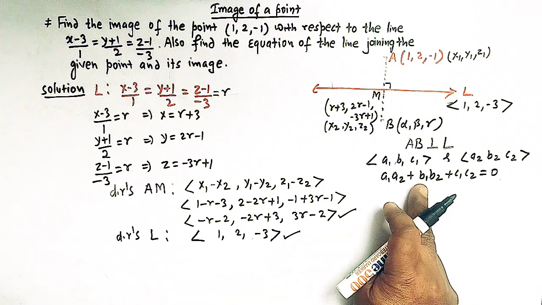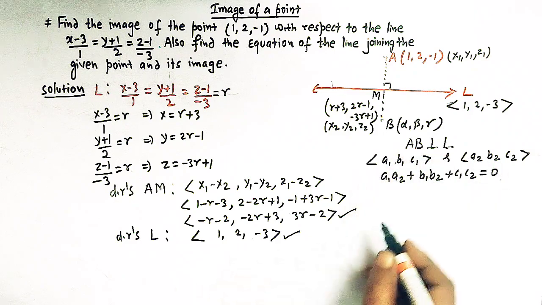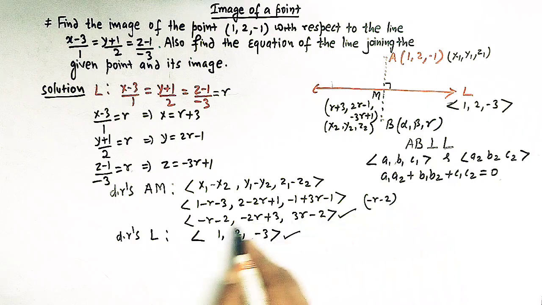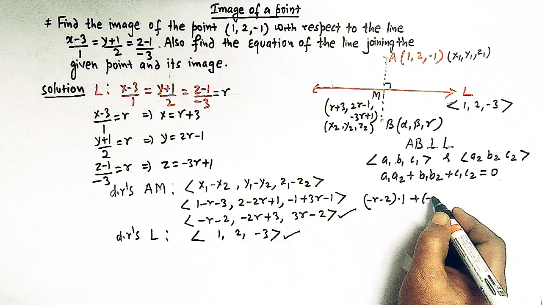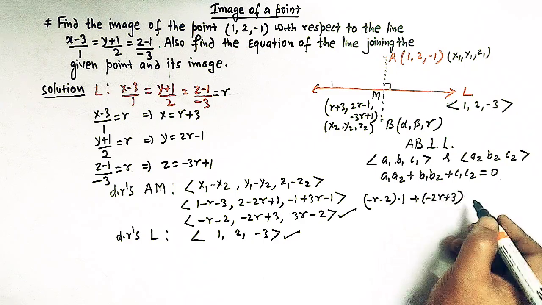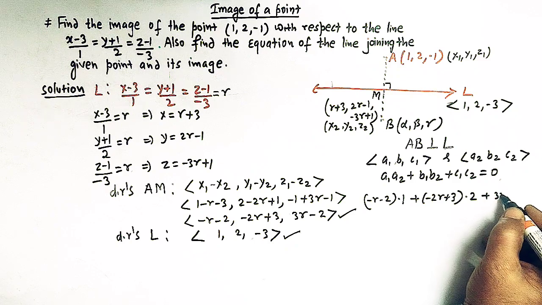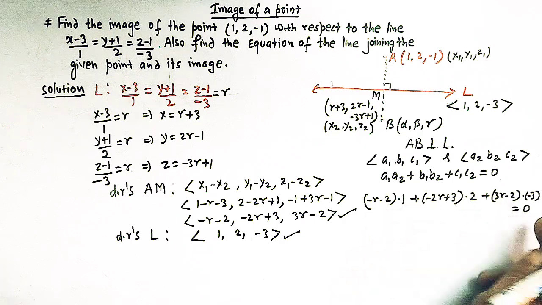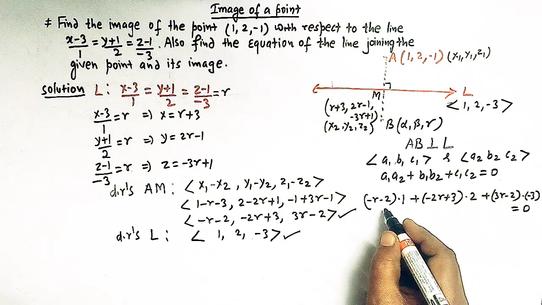So applying this condition, because AB is perpendicular to L, we have (minus r minus 2) times 1, then (minus 2r plus 3) times 2, and then (3r minus 2) times minus 3 is equal to 0. So now this is a linear equation in r. So let us solve it.